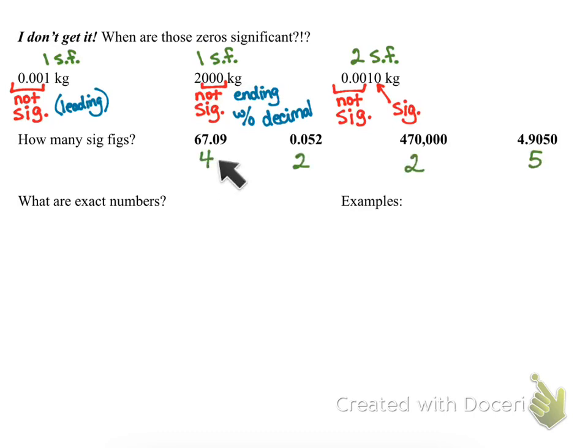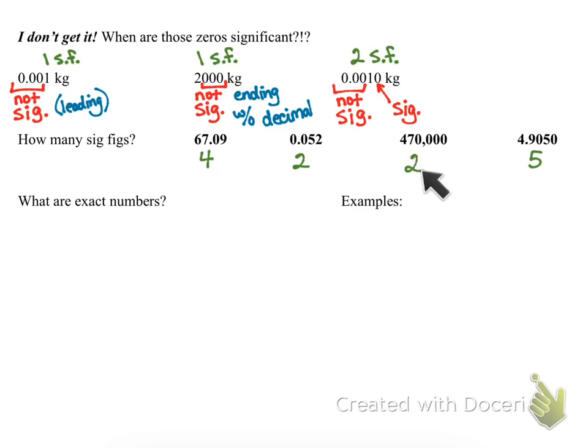Okay, so the answers here are 67.09. All the digits here are significant, and there are 4 of them. There's no leading zeros, there's no ending zeros. 0.052, this number has 2 sig figs. The 0.0 at the beginning, those are leading. They're placeholders. They're not significant. Again, it doesn't mean that they're not important. We can't leave them off.